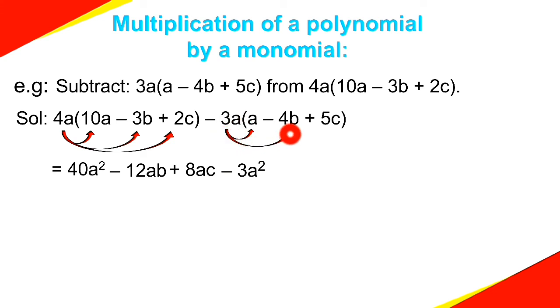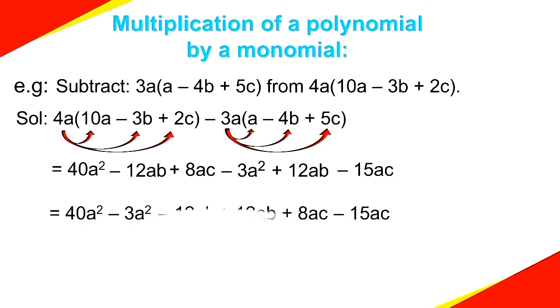Right? What is the next one? Minus 3a into minus 4b. Minus into minus, what can we get? Plus 4 3s are 12ab. Next, minus 3a into 5c. What are the constant terms? 3 and 5. Multiply the constant terms first. What can we get? 5 3s are 15, minus 15ac. Right? Next, 40a² minus 3a² minus 12ab plus 12ab plus 8ac minus 15ac.